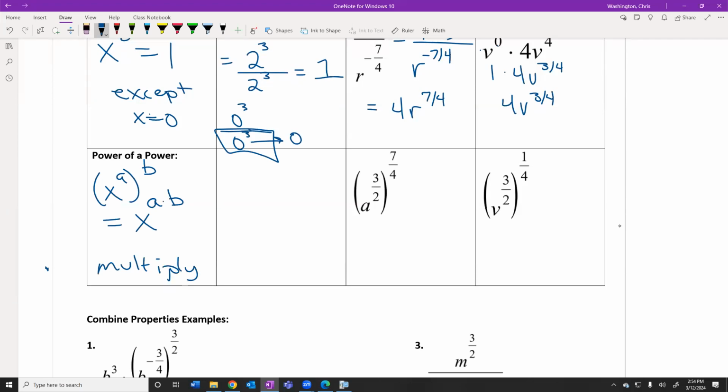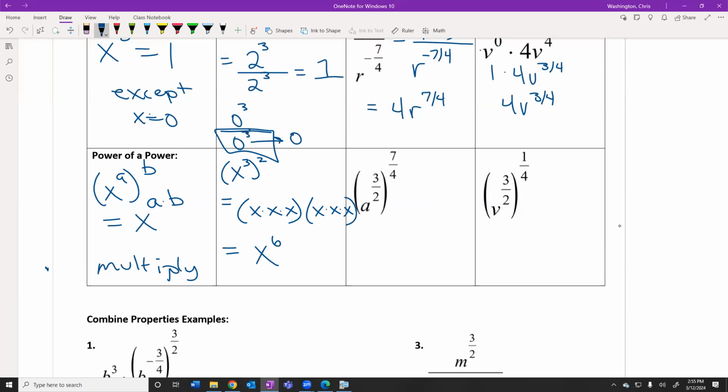Why do we multiply the exponents? What if we had x to the third squared? What really happens? What is really x to the third? That's really x times x times x, right? And how many times are we going to multiply x times x times x by itself? Twice. So I have 2 of these. Well, how many do I have altogether? 6.